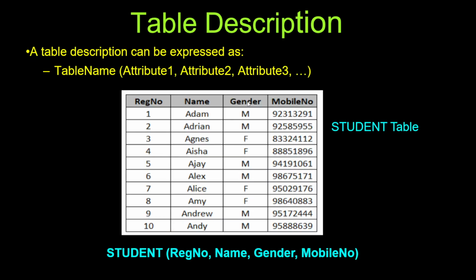Then how do we describe a table? We put the name of the table and all the attributes inside. So this table's name is called student, and the attributes are reg number, name, gender, and mobile number, represented as such at the bottom here.